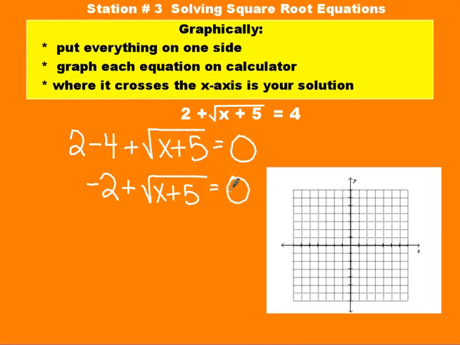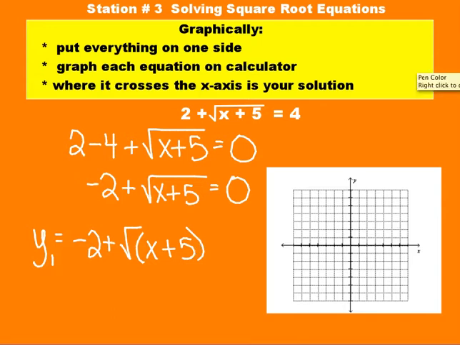Now that it's set equal to 0, it's something we can put in our calculator. So we'll go to y1, put in -2 plus, open our radical sign, and it will open a parenthesis for you. Don't forget to close it. Put it in your calculator, press graph to see the picture, and it's going to look something like this.